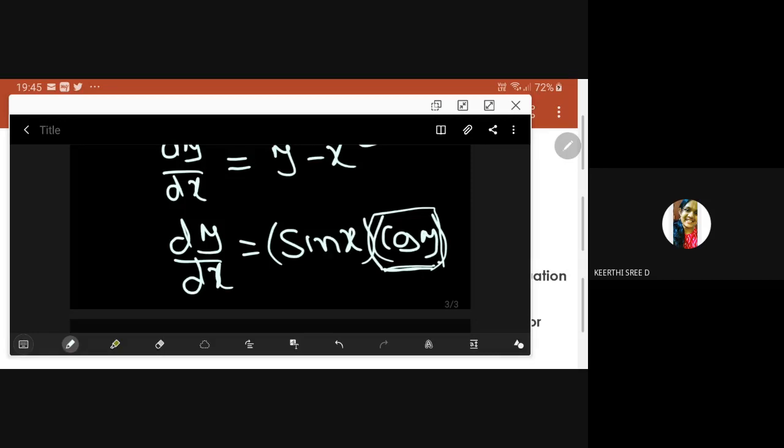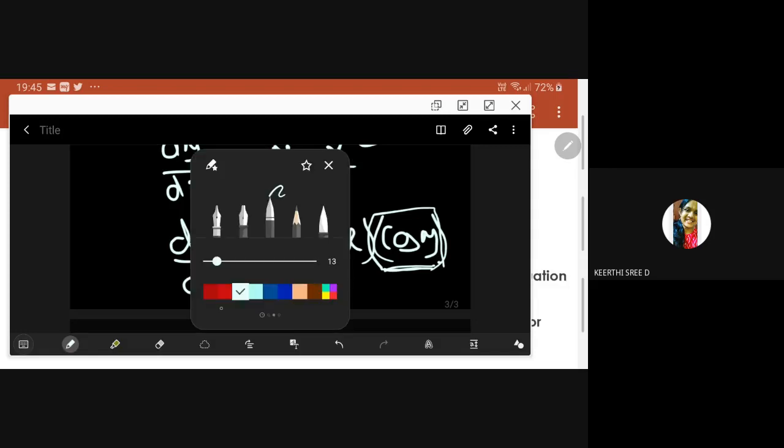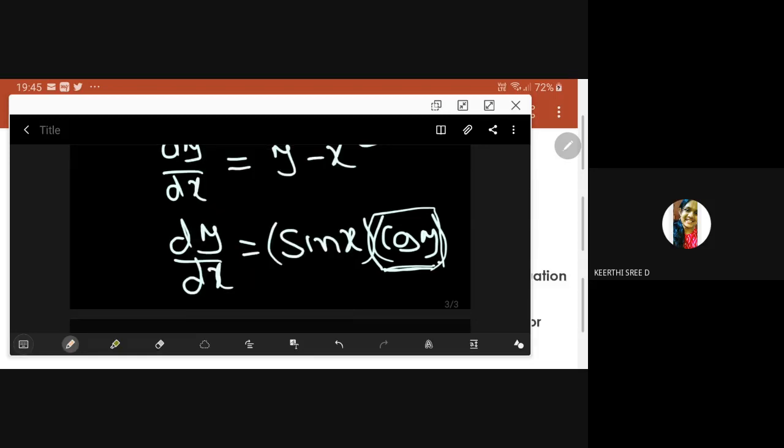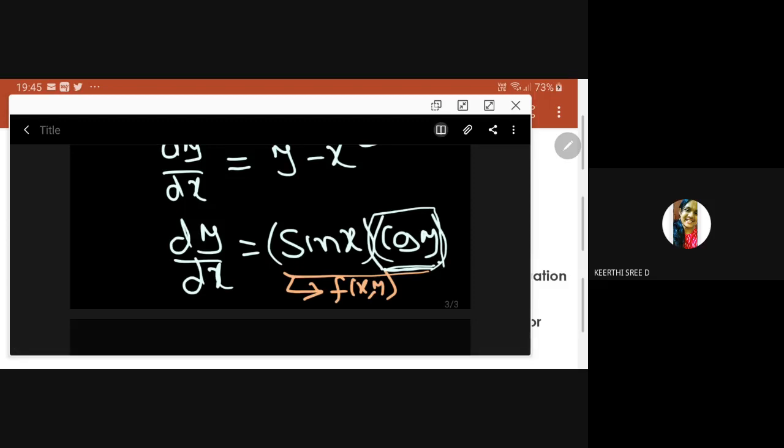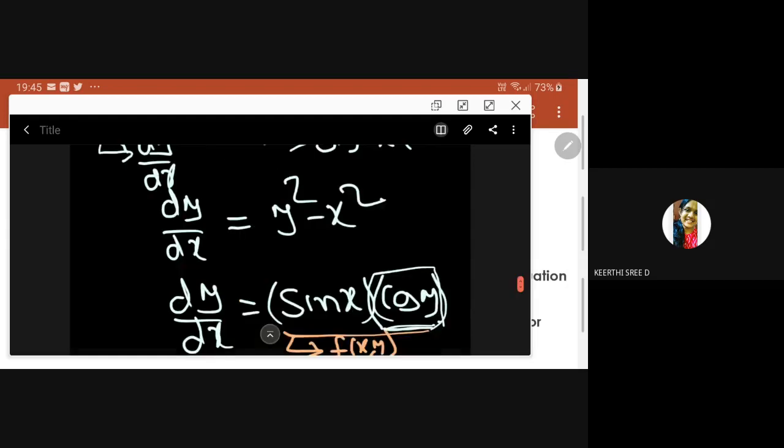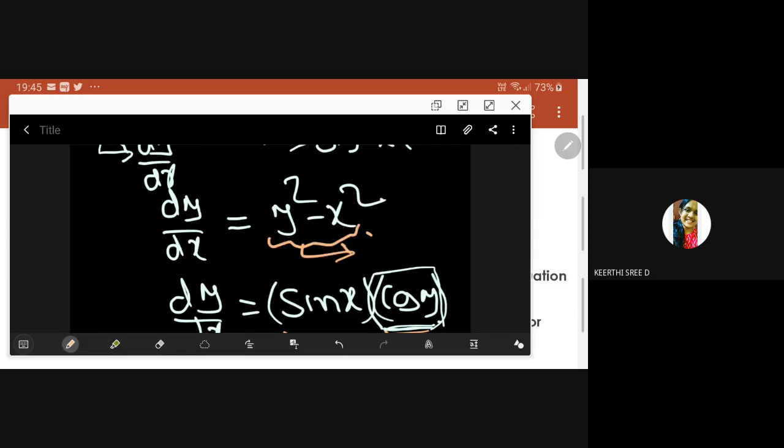Okay, so if you look at this one, what is your f of x y in this case? Our f of x y is sin x into cos y. On the other hand, in this case, our f of x y is y square minus x square, right?